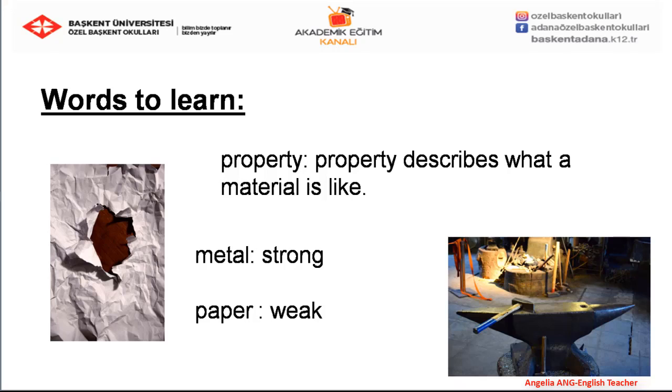Property. Property describes what a material is like. For example, metal is strong and paper is weak.